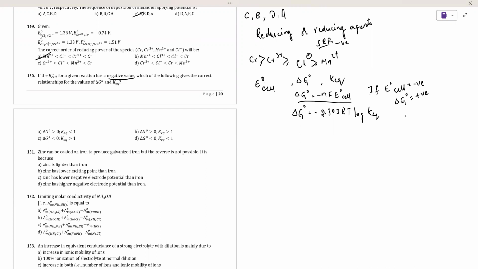So if delta G0 is positive, first of all, let us look into options. In whichever options it is positive. So option A, delta G0 is greater than 0, means obviously it is positive. So option A can be there. And delta G0 is once again greater than 0, so even option B can be there. Whereas C and D can be ruled out. Now coming to A and B, we also have to prove which one is correct. So based on the second relationship, we will try. Now what will happen if delta G is positive?